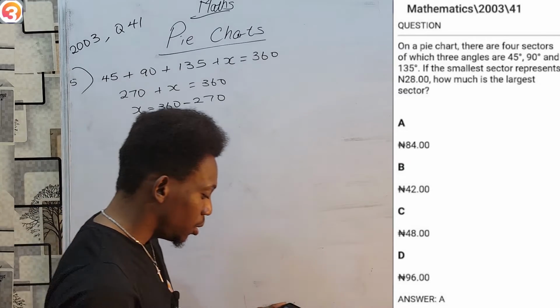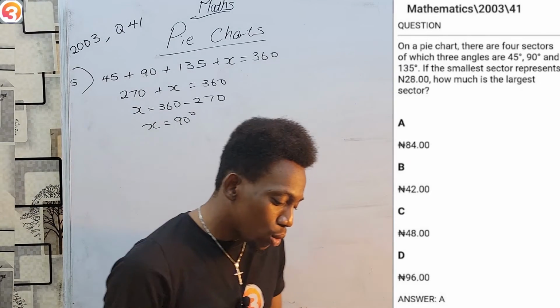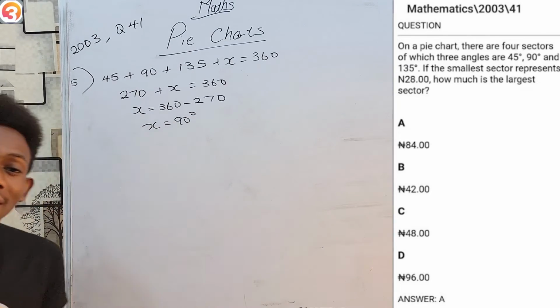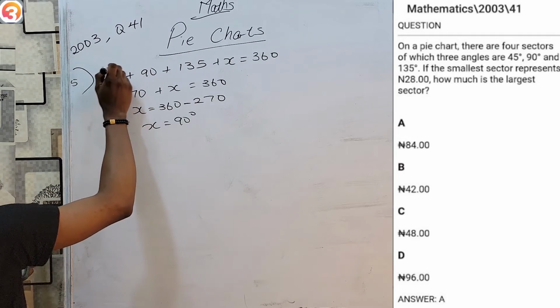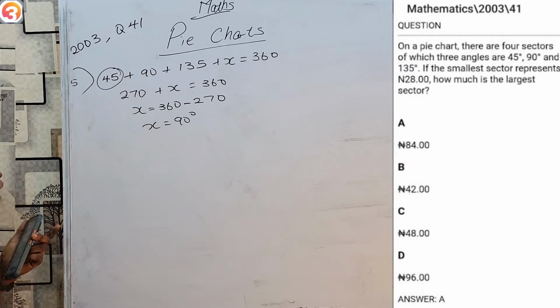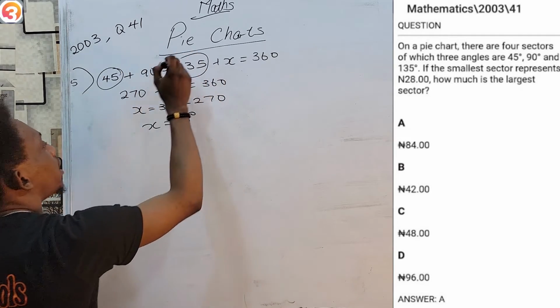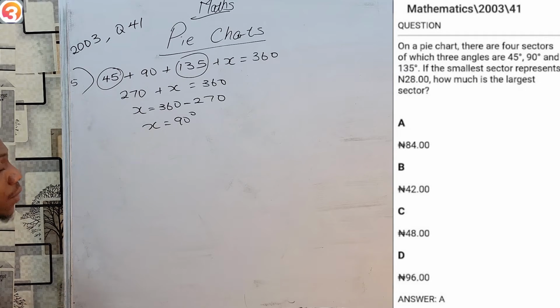What does the question tell me? If the smallest sector represents 28 naira, how much is the largest sector? Where's the smallest sector? 45 degrees. Where's the largest one? 135. Tell me that if 45 degrees represents 28 naira, how much should 135 then be representing?